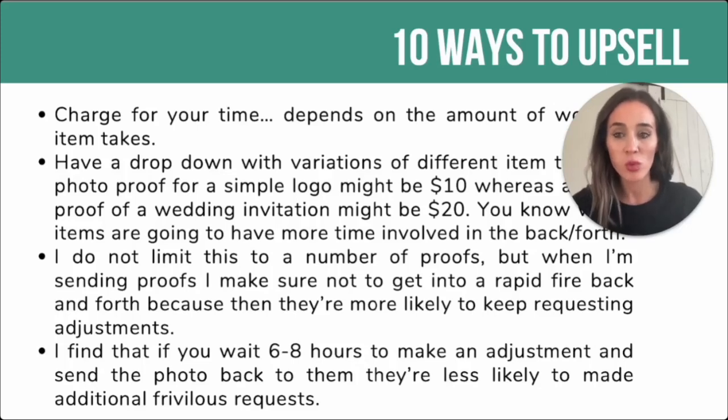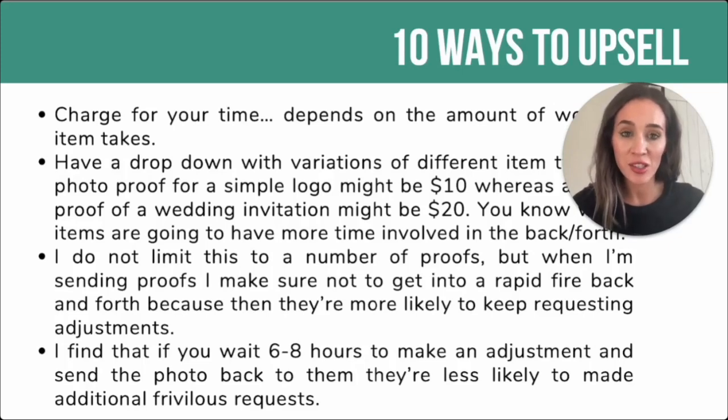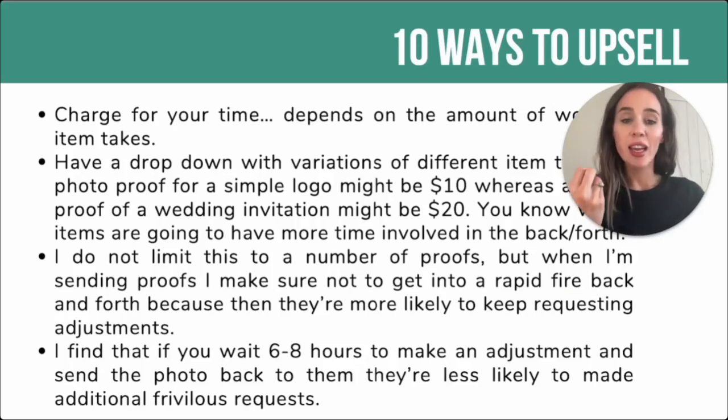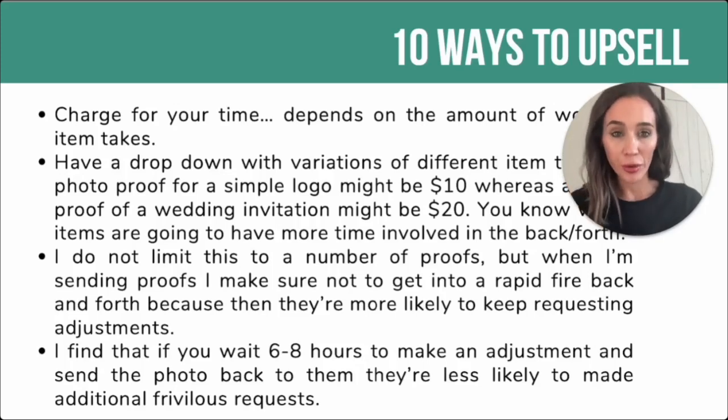What I mean by that is, when you send a proof and they reply, wait 6 to 8 hours to make an adjustment, and then send the photo showing your adjustment back to them. Because if they realize, oh, this back and forth, it's not instant. It's not like texting my friend. This is like sending a message and then waiting. And they want their stuff quickly. They probably don't want to spend a week going back and forth with you. So if you wait 6 to 8 hours, they are a lot less likely to make additional frivolous requests. Usually they'll make maybe one more request, and that request will be more thorough, knowing that they're probably not going to make more. I have found that method really successful for the photo proof method.